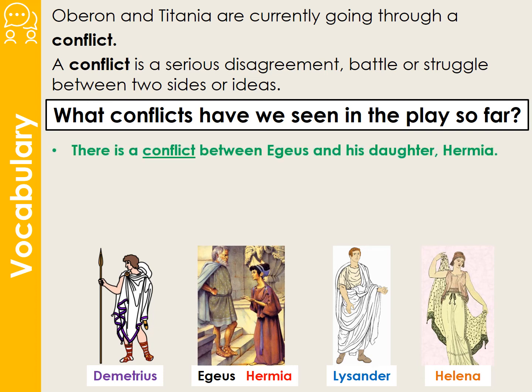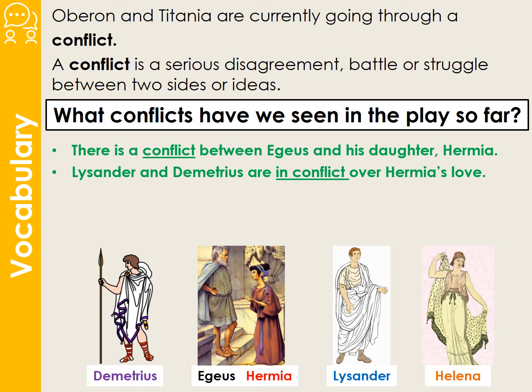Hopefully, what you came up with is that there's conflict between Aegeus and his daughter Hermia, because obviously he wants her to marry Demetrius and he is willing to go to any lengths in order to make that happen. Lysander and Demetrius are in a conflict over Hermia's love. They are constantly arguing and fighting with each other because Demetrius thinks that he has the right to marry Hermia because he has Aegeus's word. Lysander just gets angry and says, well, why don't you marry Aegeus then? I'm the one that loves Hermia. I'm the person that she should marry because she loves me back.